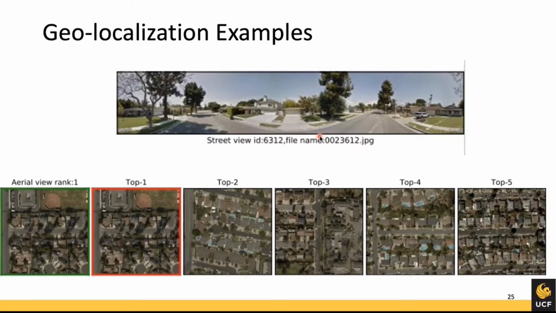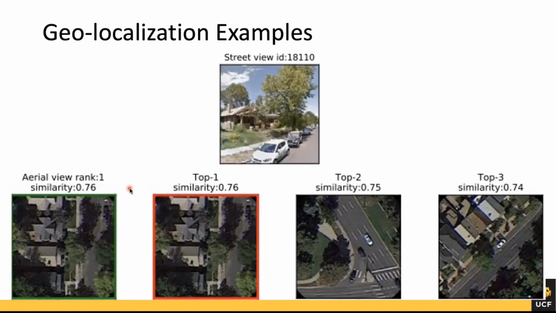And here we show some visual examples of the geolocalization results. On the first row, it shows the query street view panorama image. The second row shows the top 5 retrieved images. The green one indicates the ground truth, which is exactly what we are able to retrieve as the top one. And this is another example from another dataset, the VO dataset, which only has a 90-degree field of view instead of a panorama. For this example, we are also able to get the top one correct as the ground truth.